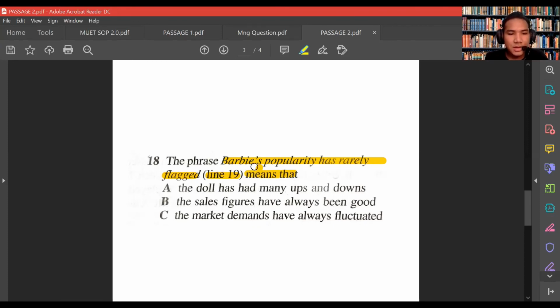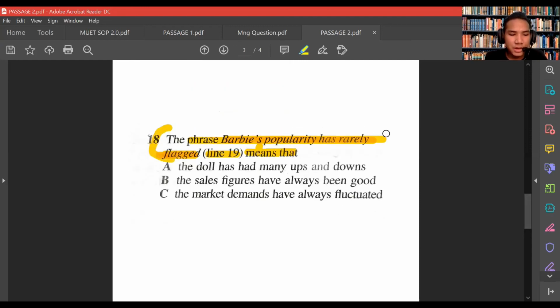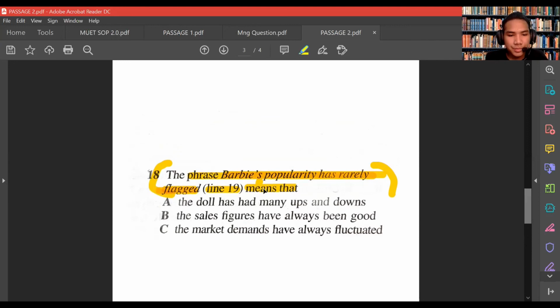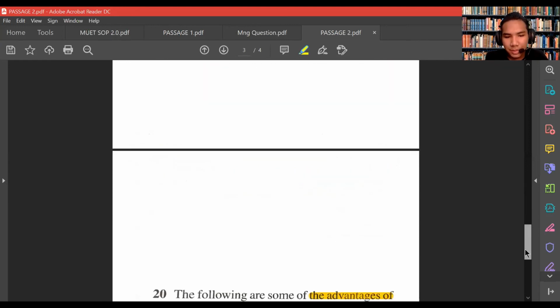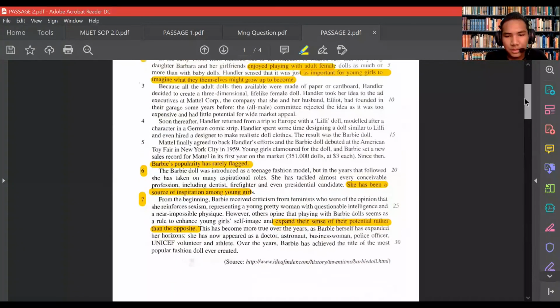It is the same as the previous question. It provides us the line where we can find this exact phrase, "Barbie's popularity has rarely flagged." And then we need to refer to the clues by identifying the context clues and word structure clues. As this particular question is a phrase, the scanning technique is a must in order for us to get the answer by using the contextual clue. So let's go to line 19. Okay, here. "Since then, Barbie's popularity has rarely flagged."